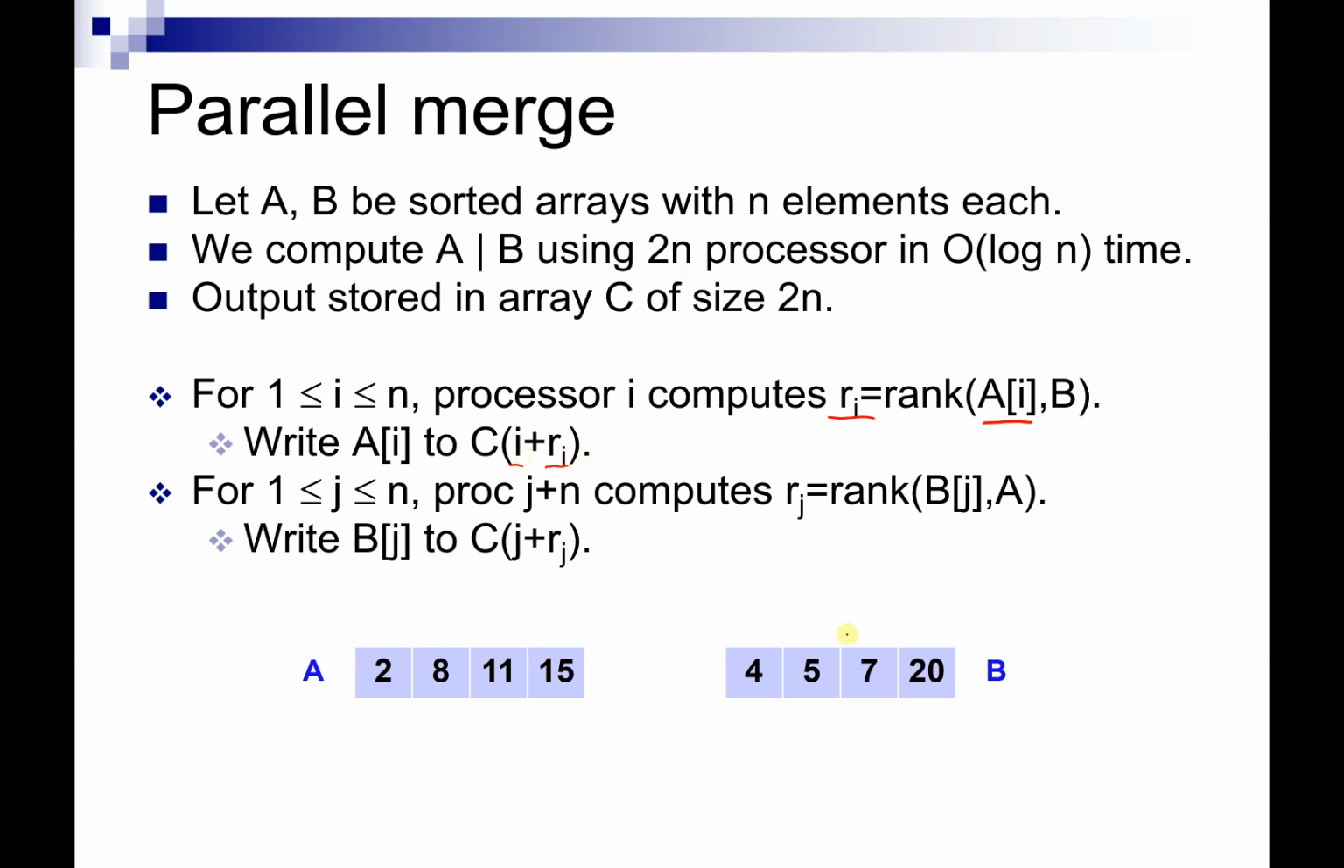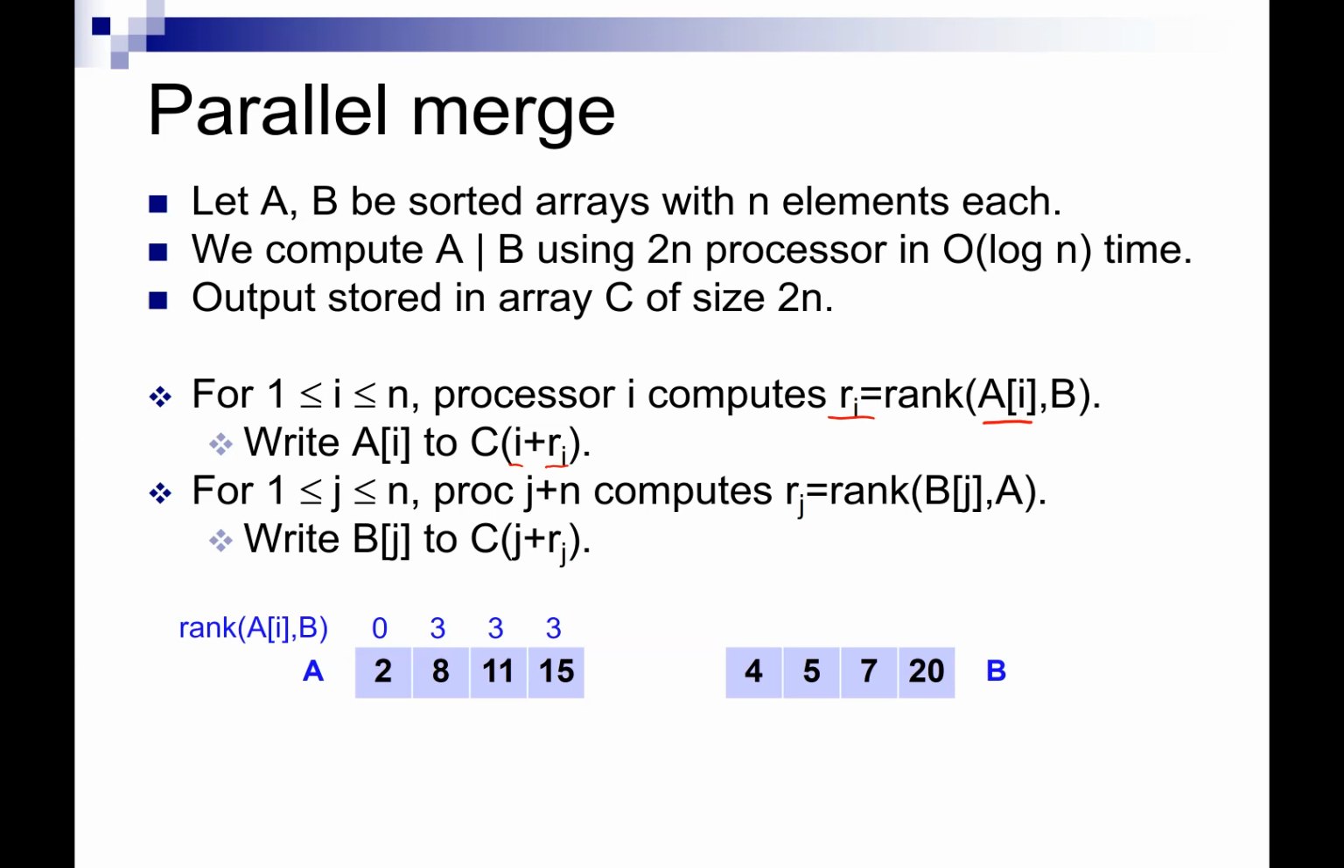Likewise, we have a bunch of processors assigned to these B values. For each of those processors, if it's the jth processor, it's going to be handling the jth B value, and it's going to compute the rank of B[j] in B, which is just j, and it's going to compute the rank of B[j] in A, which it does using binary search. And then we know that the final position that the jth value should go to is equal to j plus R of j.